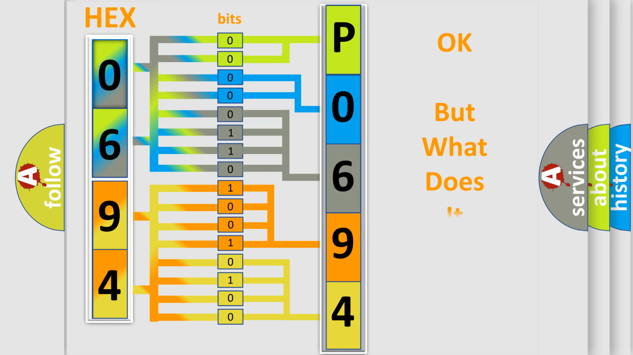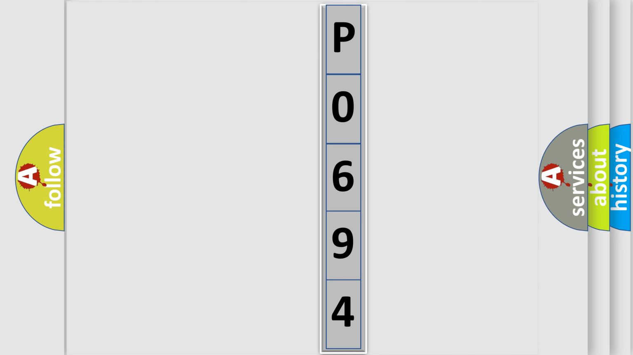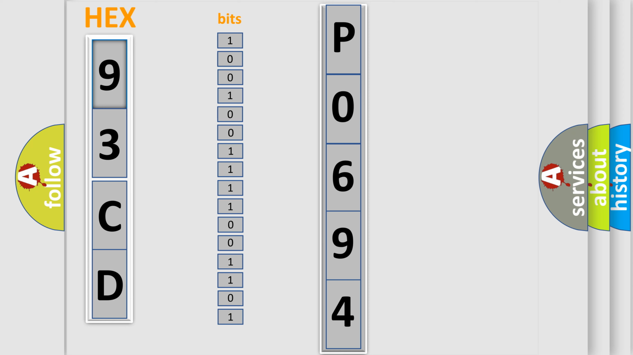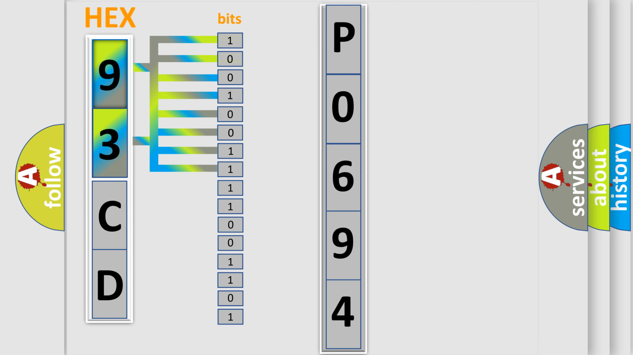The number itself does not make sense to us if we cannot assign information to what it actually expresses. So, what does the Diagnostic Trouble Code P0694 interpret specifically for Saab car manufacturers? The basic definition is cooling fan 1 control circuit high.